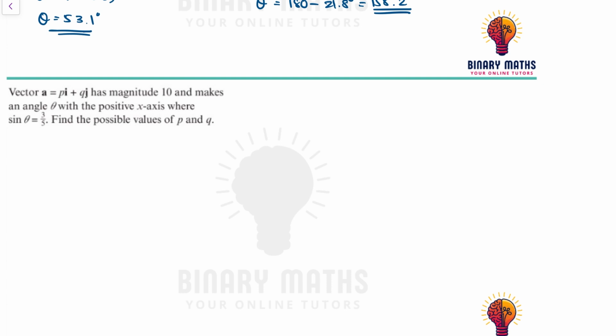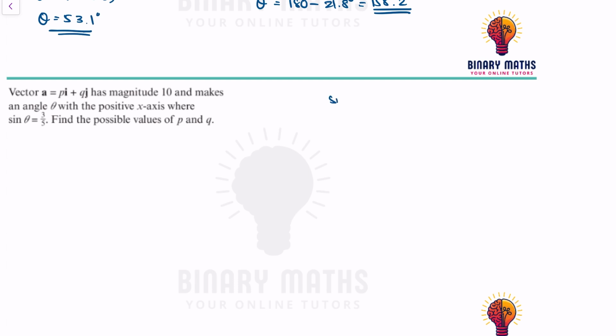Vector A is equal to pi plus qj, has a magnitude 10 and makes an angle theta with the positive x-axis, where sine theta is equal to 3 over 5. Find the possible values of p and q.